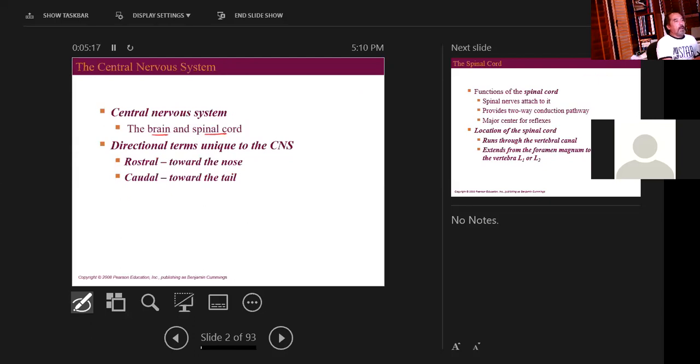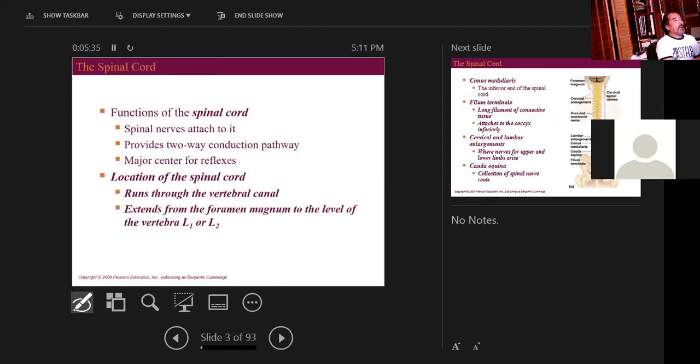Okay, and we're gonna do the directional terms that are unique to the CNS. We say when you say rostral, that's toward the nose. It's gonna be towards the brain. When you say caudal, towards the tail, that's gonna be towards the spinal cord. Okay, so let's look at the spinal cord first. Okay, so the spinal nerves are attached to that. And these are your peripheral nervous system, the spinal nerves.